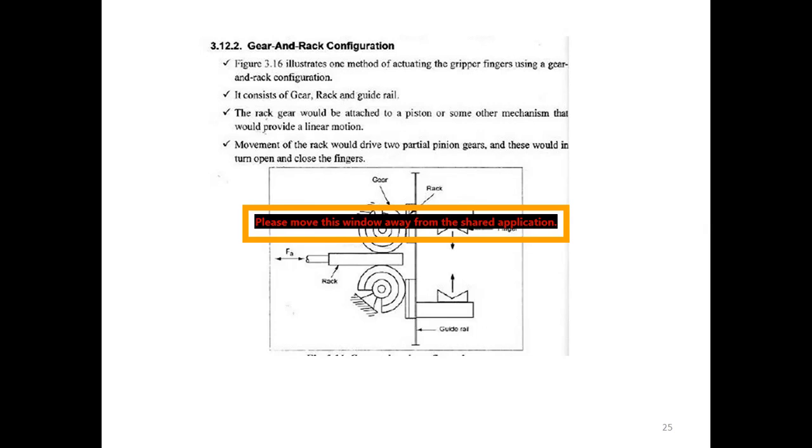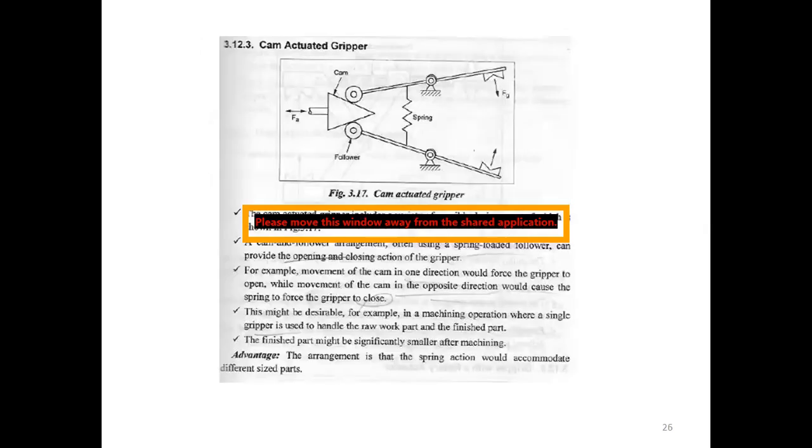When we talk about converting rotational movement into linear motion, it can also be vice versa. The rack actuator is the device which is used to produce the linear actuation movement for the secondary mechanisms. The rack gear would be attached to a piston or some other mechanism which can provide a linear motion. The movement of the rack would drive two partial pinion gears, which would turn to open and close the fingers.